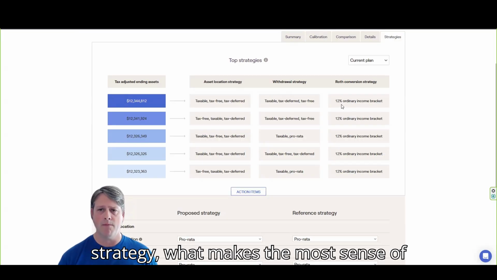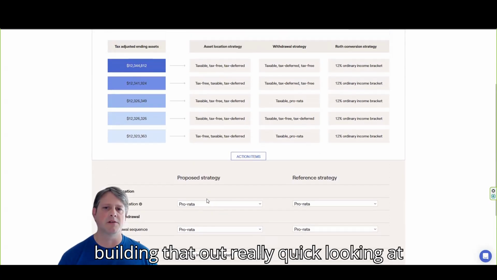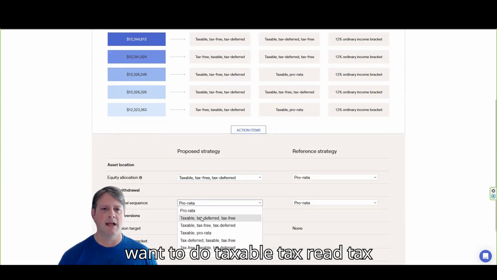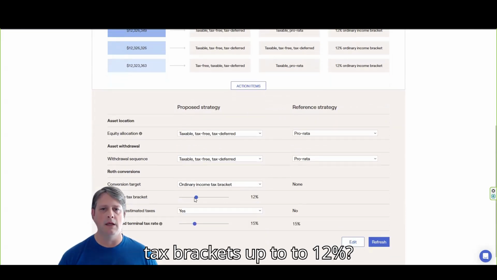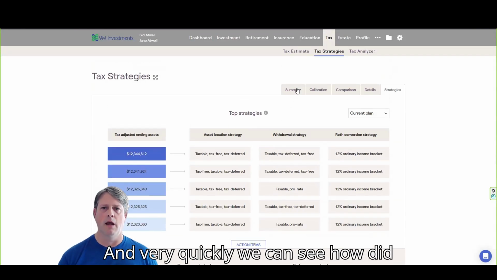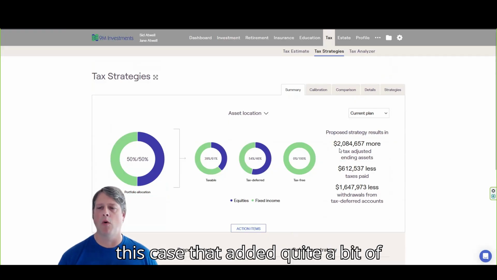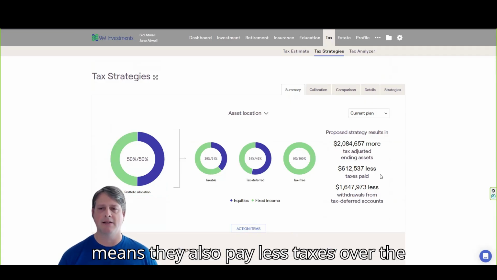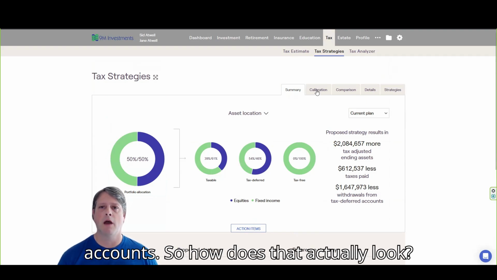What makes the most sense is the 12%. So kind of building that out really quick, looking at a proposed strategy of, okay, we want to do taxable, tax-free, tax-deferred, and then we want to fill up the tax brackets up to 12%. And very quickly, we can see how that changed our situation. In this case, that added quite a bit more in tax-adjusted ending assets. It means they also pay less taxes over the long term, and it means they took a lot less from those tax-deferred accounts.